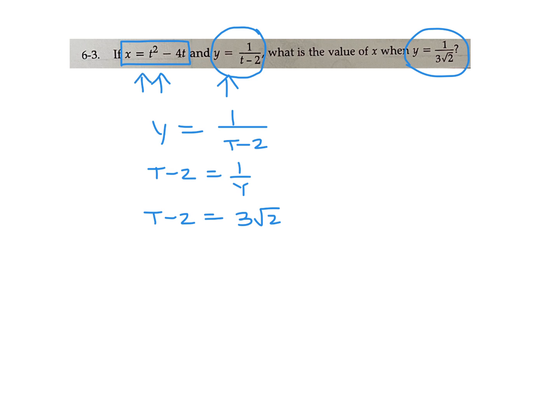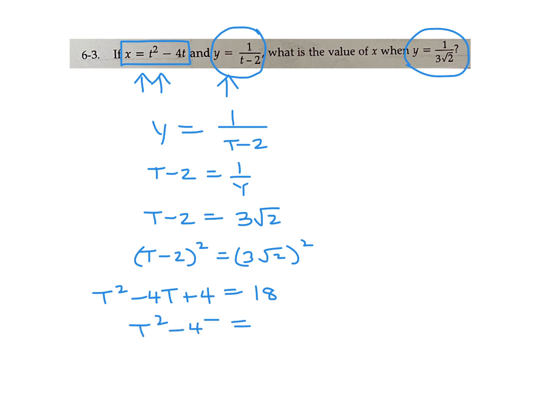If I square both sides, then I'll get t minus 2 all squared, and then 3 root 2 all squared. And that looks like 9 times 2, which is 18. And then if I expand this, it'll be t squared minus 4t plus 4. There we go. T squared minus 4t is 14. And that is, I think, the much easier way of doing this question rather than the substitution and algebra. That would be very time consuming.